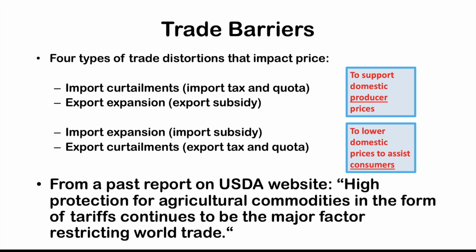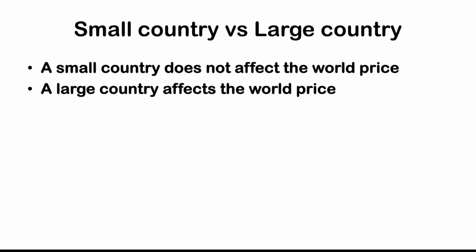Import curtailments and export expansions are meant to support the domestic producer prices. The import expansion and export curtailments are meant to lower domestic prices to assist consumers. Typically, the first two are used, so import tariffs and quotas and export subsidies are used more often than the other ones.